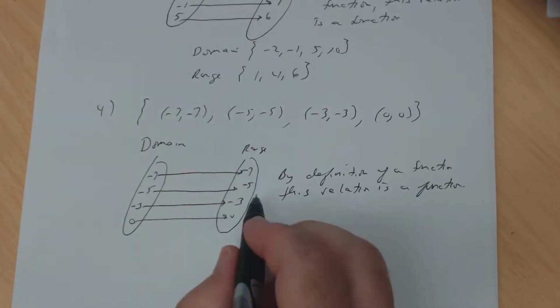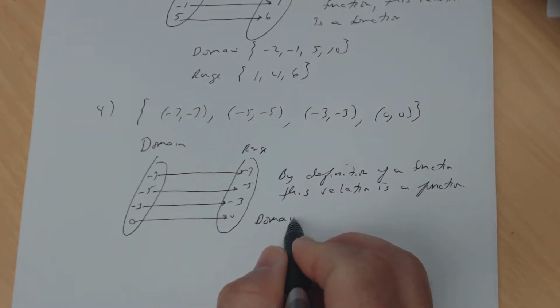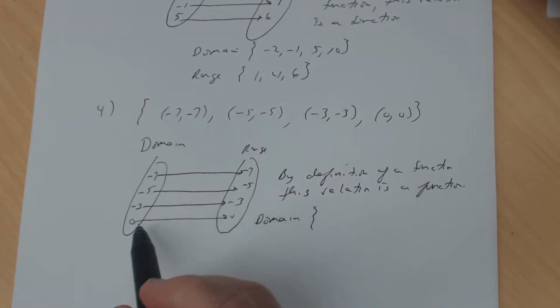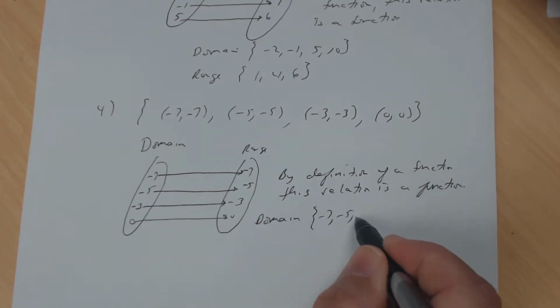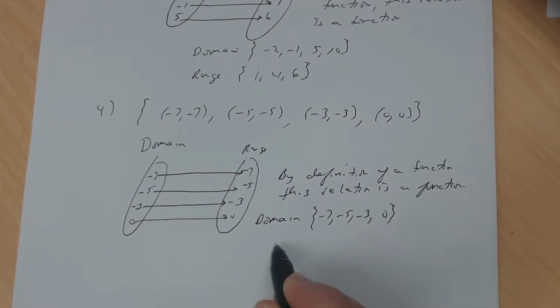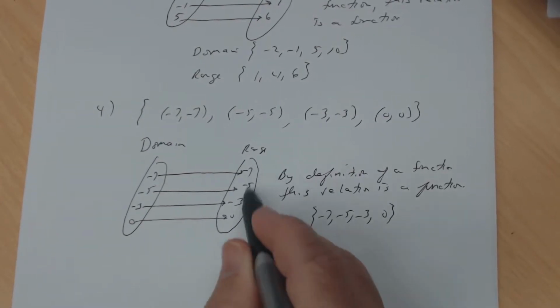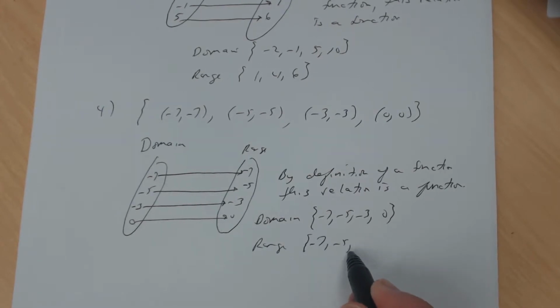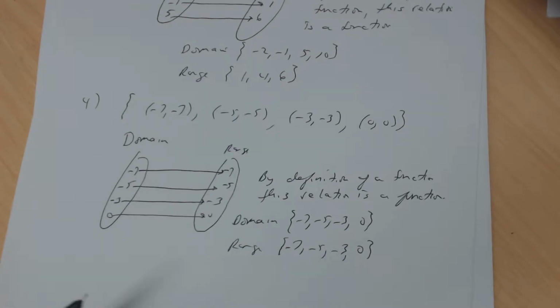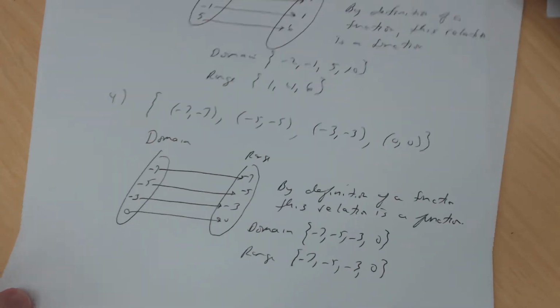All right, and so the domain would be, and let's put these in numerical order. So the domain is your set of x coordinates. There's your set of first components, first coordinates. So negative 7, negative 5, negative 3, and 0. And the range are the same numbers. You can see they're the same numbers. Negative 7, negative 5, negative 3, and 0. All right, so that was number 4.